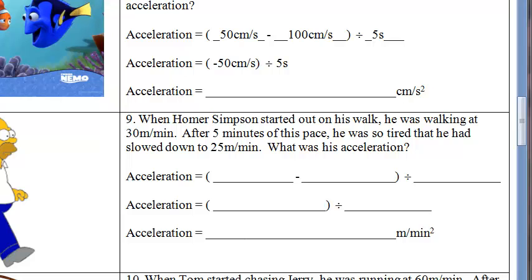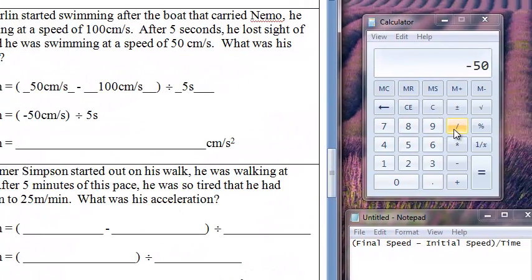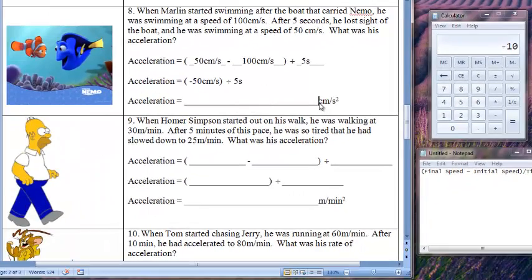So now we just need to do the division. Negative 50 divided by 5 is negative 10. So our final answer, our acceleration, is negative 10 centimeters per second squared. Every second that he swam, he had a negative acceleration of negative 10. So he got 10 centimeters per second slower with each second that passed by.